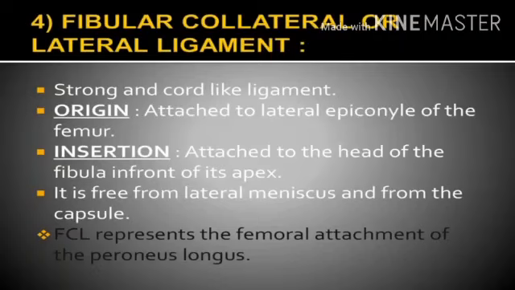It is free from the lateral meniscus and from the capsule because of the presence of the popliteus muscle tendon in between the meniscus, capsule and the FCL. So FCL basically represents the degenerated tendon of the peroneus longus muscle.